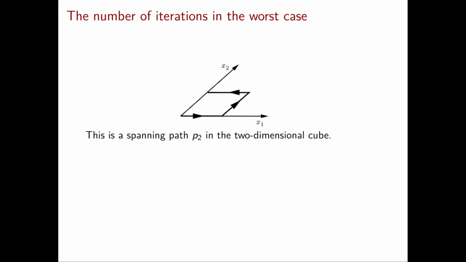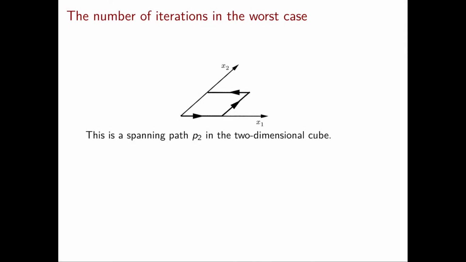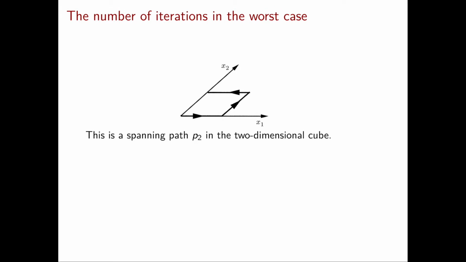We start in dimension 2. In dimension 2, the unit cube is this square over here. And the spanning path is the one that starts from this vertex, goes to this one, then moves to this one here, and finally goes to this vertex. Of course, there are many other spanning paths, but we only need to show that there exists one.